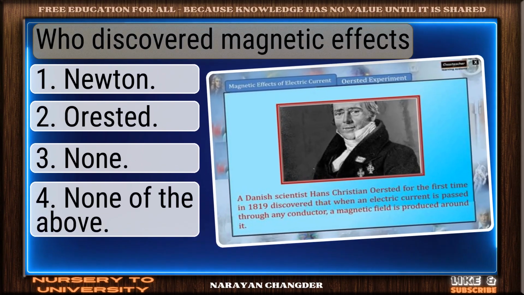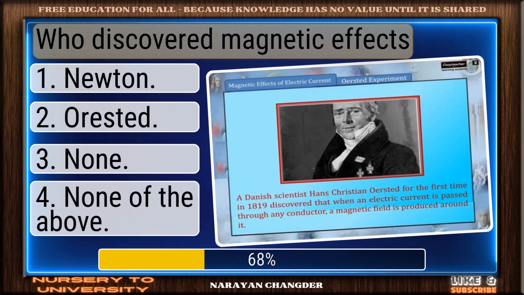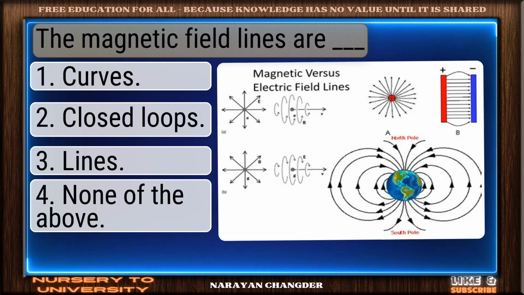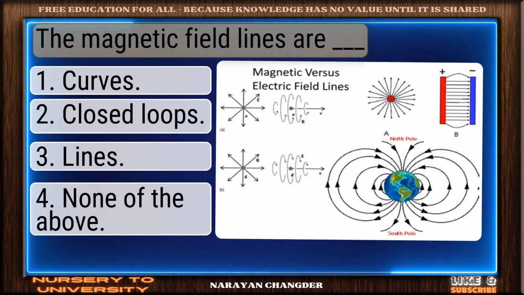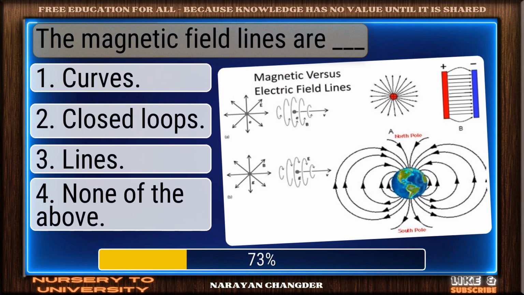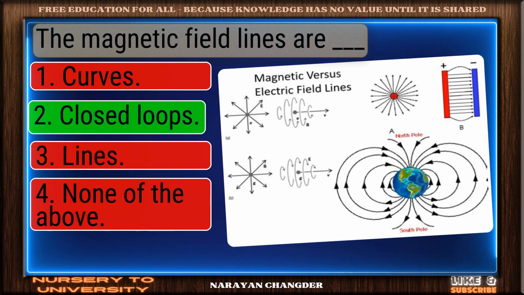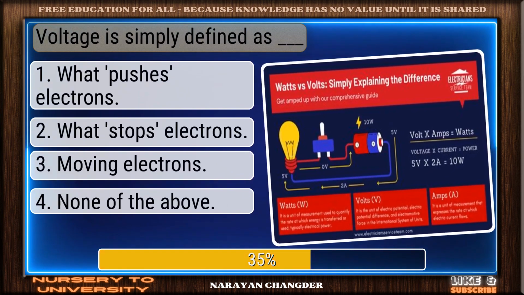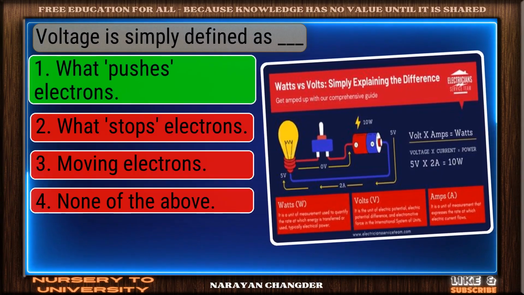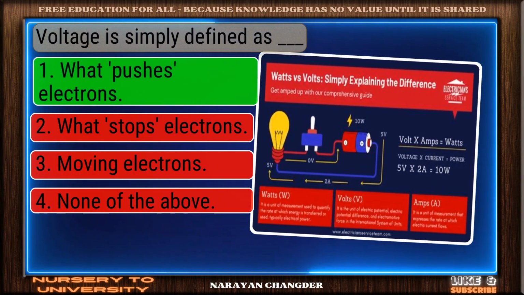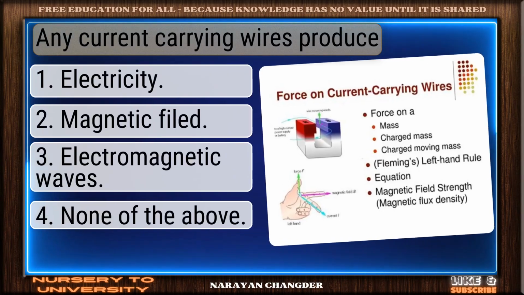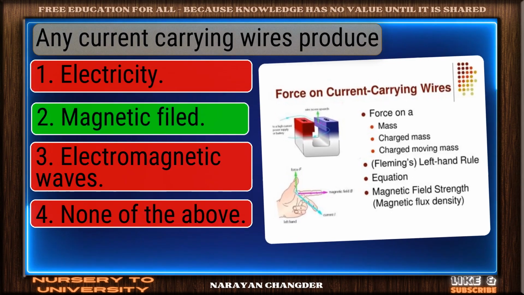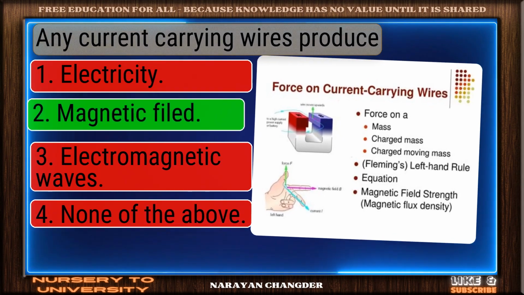Who discovered magnetic effects? Smart move. Oersted is the accurate answer. The magnetic field lines are dash. Valid point. Closed loops is true. Voltage is simply defined as dash. Well reasoned. What pushes electrons is correct. Any current carrying wires produce. Good thinking. Magnetic field is right.